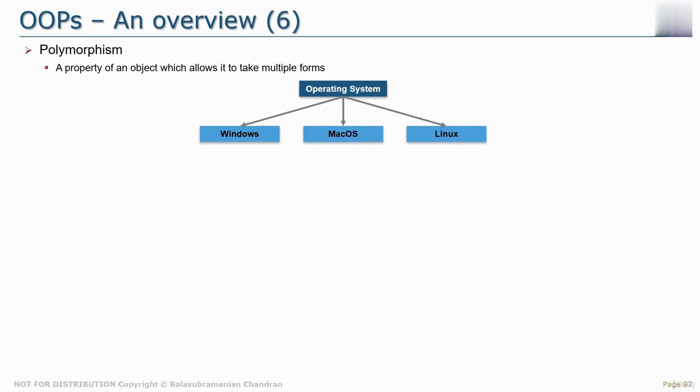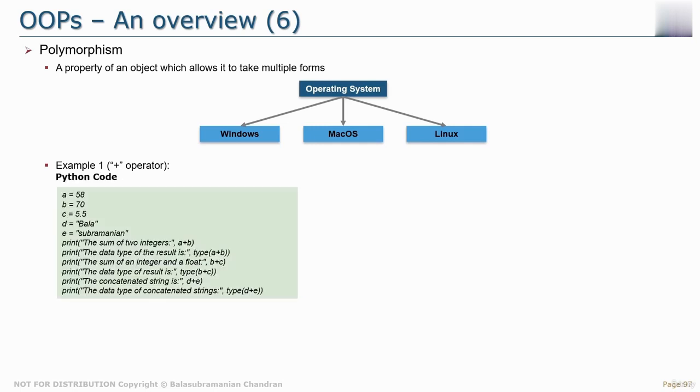Let's see a couple of examples from Python. Example 1. The plus operator. In this piece of code, we have defined two integer variables a and b, one float variable c, and two string variables d and e.